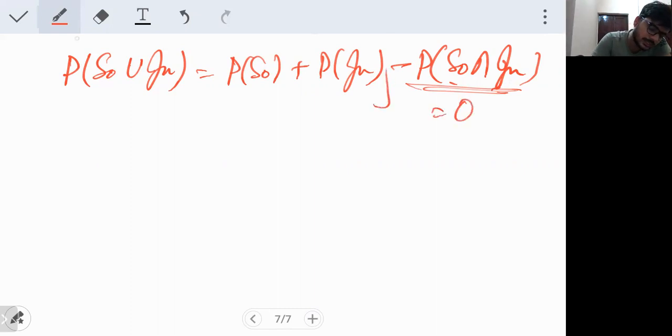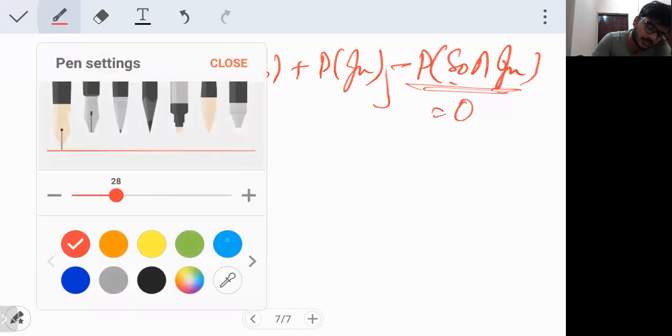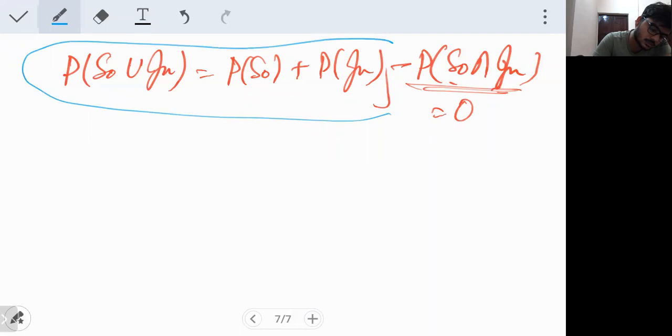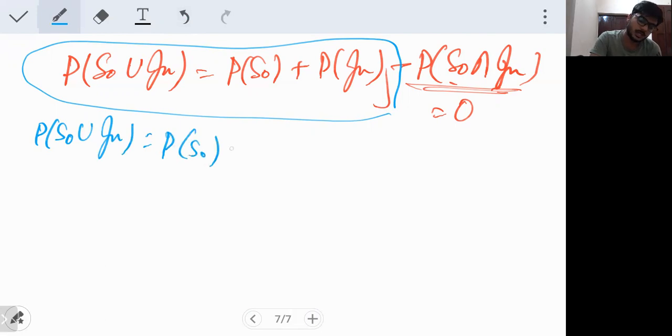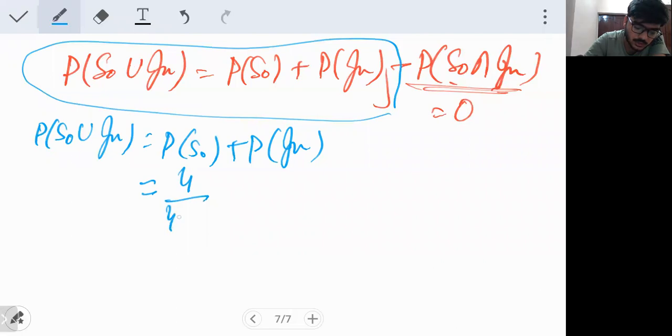Now we have to deal with this situation, right? So the probability of sophomore union junior has to be equal to the probability of sophomore plus the probability of junior, right? How to find the probability? We have to use the relative frequency approach. So there were 4 sophomores divided by 43, plus there were 20 juniors divided by 43. The total is equal to 24 upon 43. Now we can put it into decimal form.